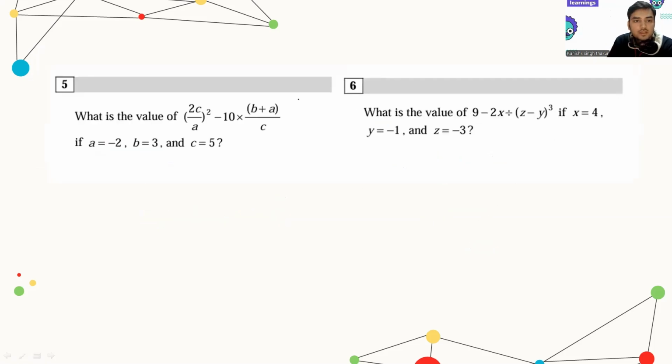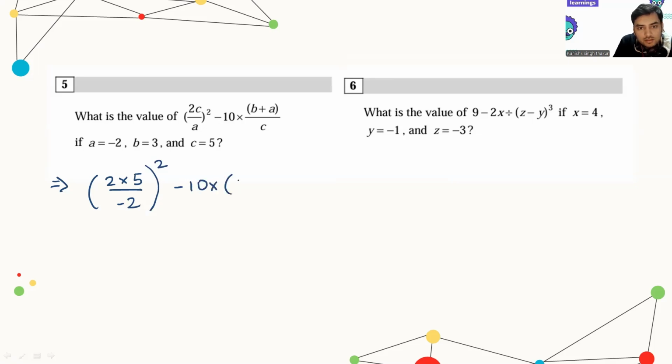Okay, right. What is the value of 2c by a, whole square, times b plus ac? One I'll do and one I'll give you for homework. So first let me put the values here. 2c, 2 times 5, over minus 2 whole square, minus 10 times b plus a, 3 plus of minus 2. I'm first putting the values only, not bypassing anything.